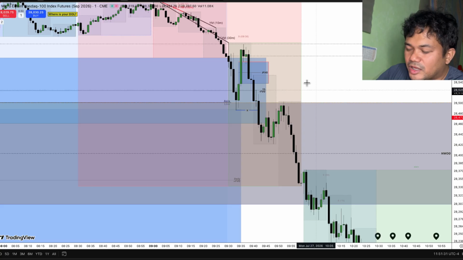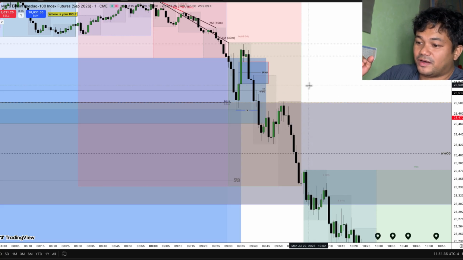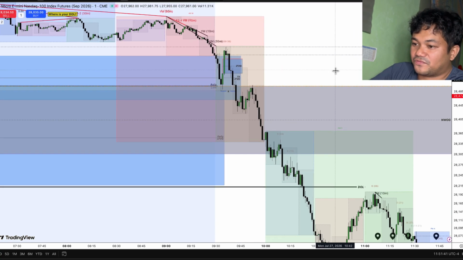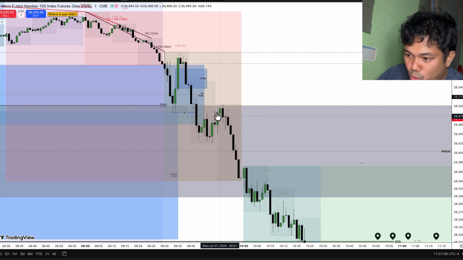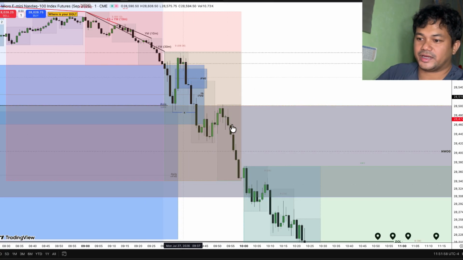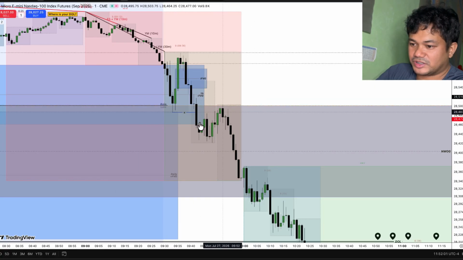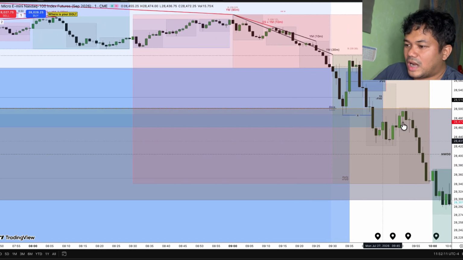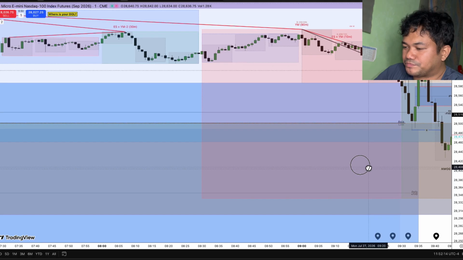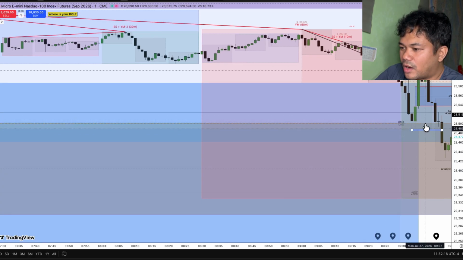Now, if I'm to trade, for example, if I already located my draw on liquidity, which is down here, I would look for an entry around here, somewhere here, here, and here. If I don't see any entries here, I would look for entries here, and if I don't see any trades here, I would look for trades here. All right, so let's say wala pa to, okay? So I would look for a trade around here.